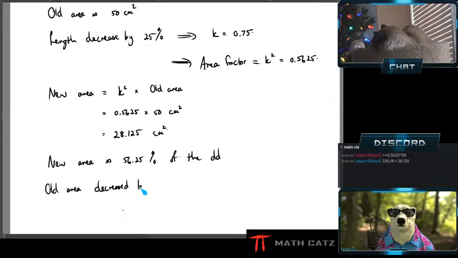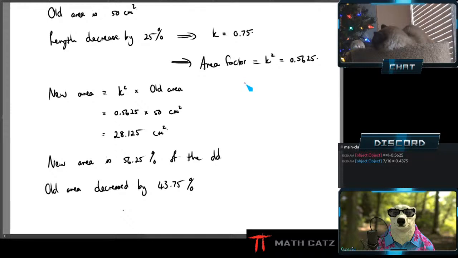decreased by, now I have to show it in the chat maybe. The difference from 1 to the area factor. The difference from 1 to the area factor is 0.4375. So that means it's a decrease by 43.75%. The gap from 1 to my area factor. Because I'm talking about area, I have to use the area factor.